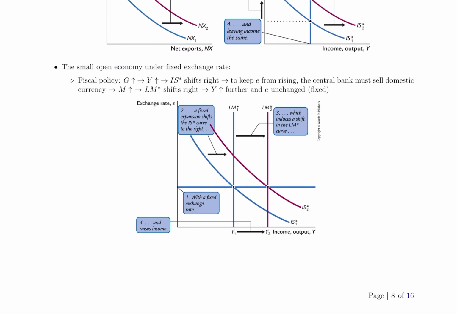Policy effects under fixed exchange rates. Fiscal policy. An increase in government spending G initially causes output Y to rise and shifts IS* to the right. To keep the exchange rate E from rising or appreciating, the central bank must sell domestic currency. This increases the money supply M, shifting LM* to the right. As a result, output Y rises further and the exchange rate E remains unchanged because it is fixed.